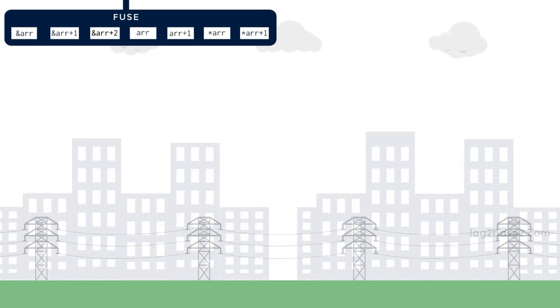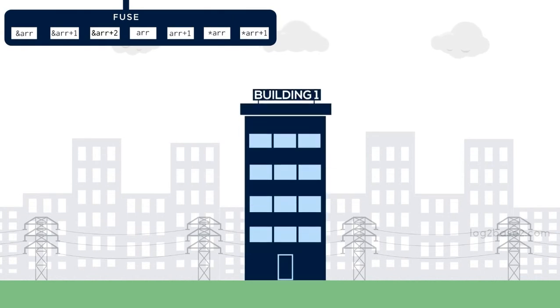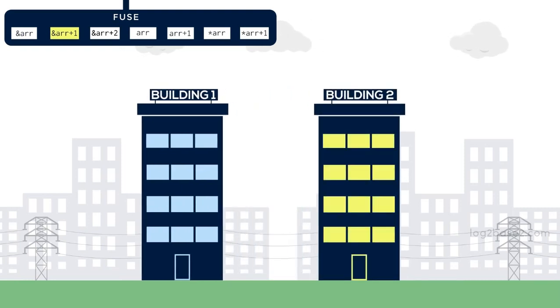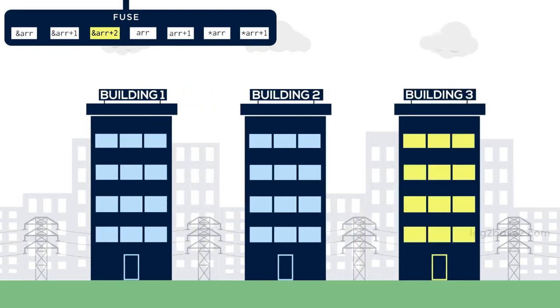So, let us connect this with a real-time example. If we assume this building as a 2D array and it has 4 floors and 3 houses in each floor, then &ARR will point to the entire apartment, that is, it will point to building 1. And &ARR + 1 will point to the next apartment, that is building 2, which also has 4 floors and 3 houses in each floor. And &ARR + 2 will point to the next apartment, that is building 3.